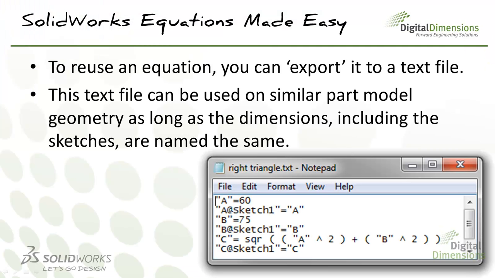Once you've generated an equation and it works really well, you can export it to a text file. This will allow you to basically take that text file and import it on a similar part model. Now, this will work so long as the dimensions are named the same, including the sketches. In other words, if you're in the habit of renaming your sketches, they do need to be named the same.